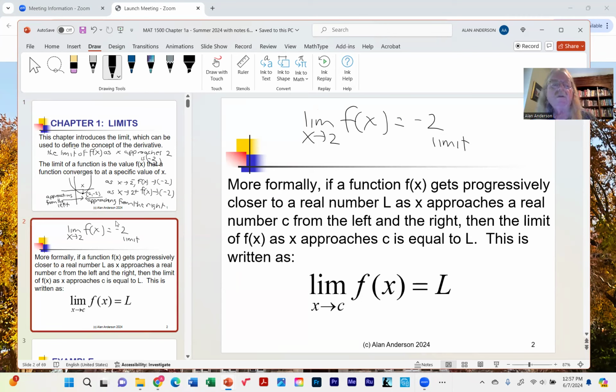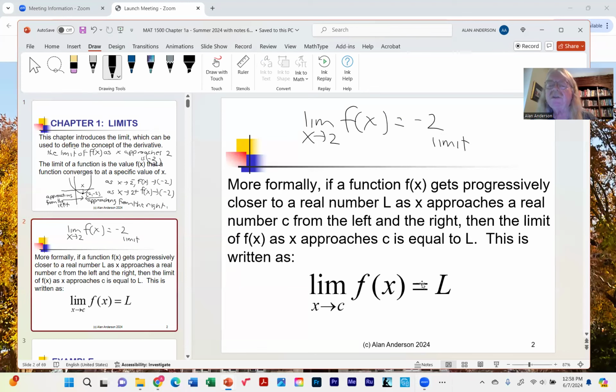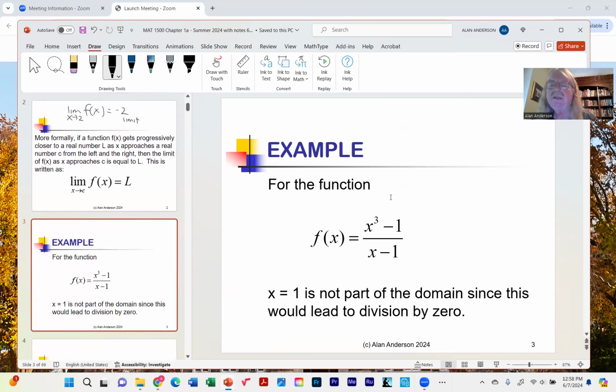Okay, so here we're approaching from the left and the right, but since they both approach the same value, we conclude that the limit of this function as x approaches 2 is -2. Right? So that's what we're interested in. What value is the function getting very close to as x gets very close to 2? Now, this one is a little tricky because if you notice, the domain does not include 1, and yet we're going to see in a second, we can still have a limit, okay?